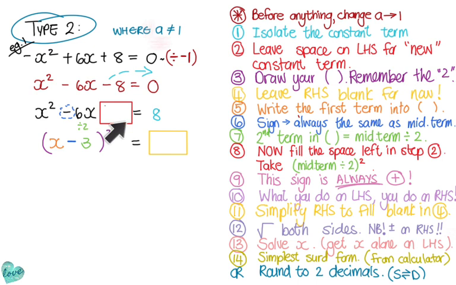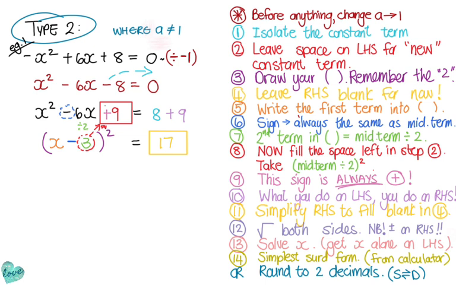Now we're going to fill in this block, and we square our 3, which gives us 9. Again, the sign is always positive. What I do on the left, I do on the right, and I just go and complete that blank by saying 8 plus 9 is 17.